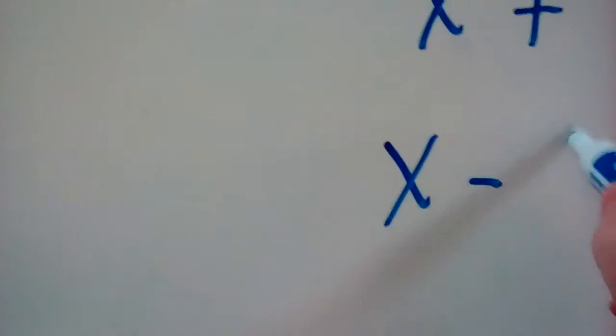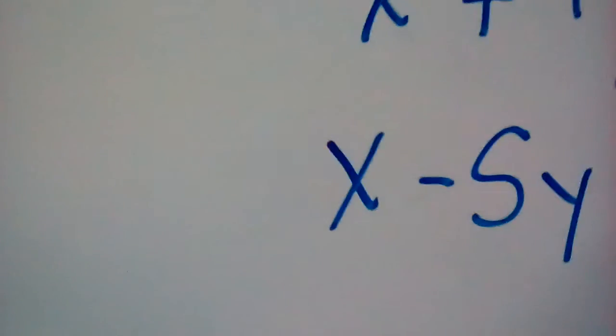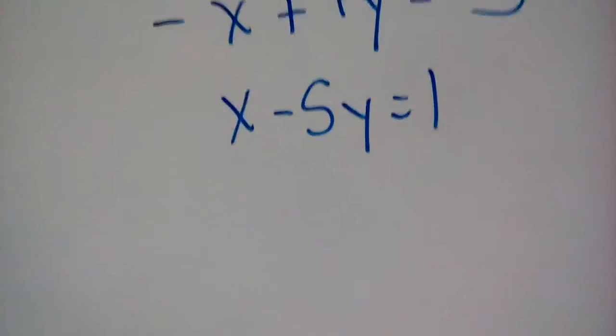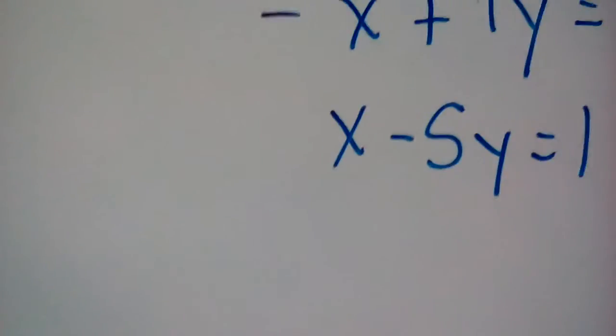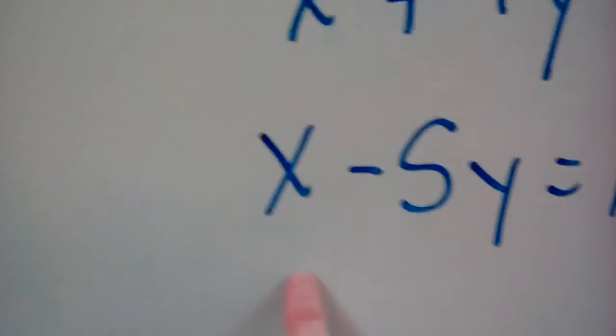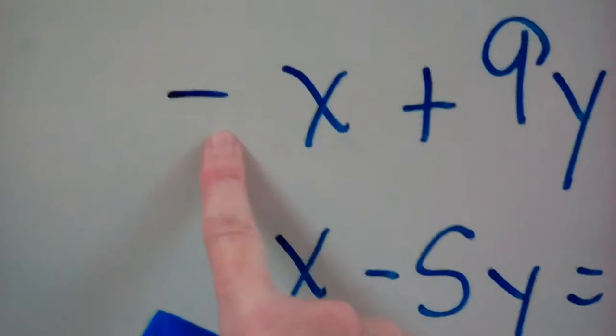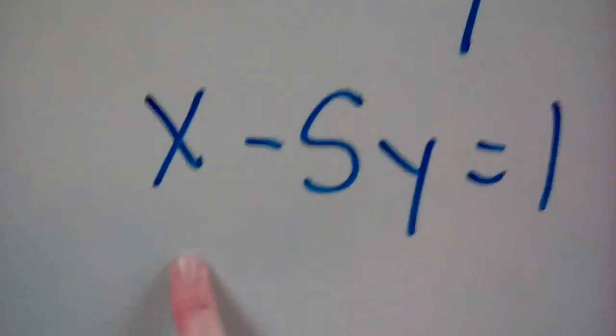So I have negative x plus 9y, and if you want to do this with me, that way you'd have one of these puppies done. x minus 5y is equal to 1. So let's try and get rid of something. Let's get x by himself. So I'm going to take this one just because it's a positive x and I don't want to deal with a negative.